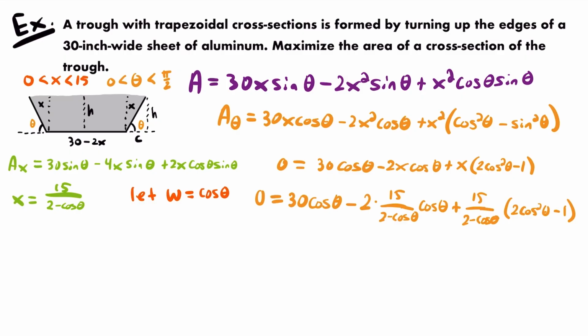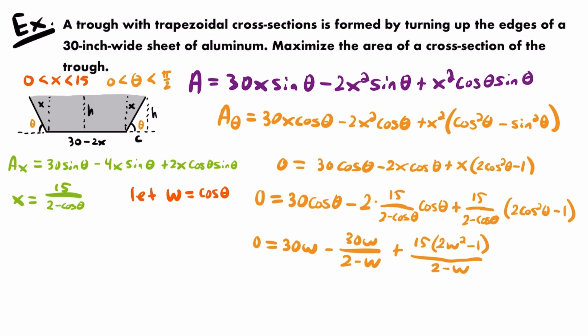So doing that here, we'll have 0 is equal to 30w minus 2 times 15 is 30 times cosine theta, so you'll have 30w divided by 2 minus w plus 15 divided by 2 minus w, but I'm going to move this quantity into that numerator as well. And so you'll have 2 times w squared minus 1. All right, so we have 15 times 2w squared minus 1 divided by 2 minus w.